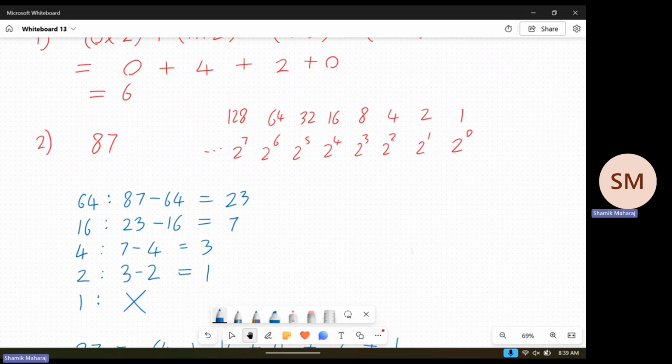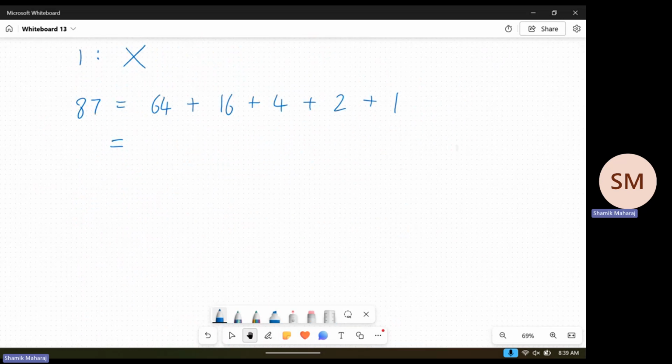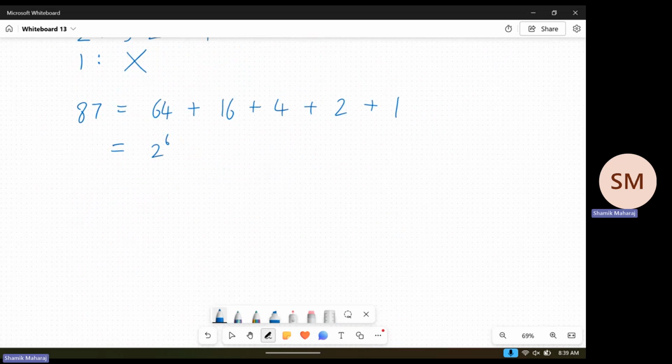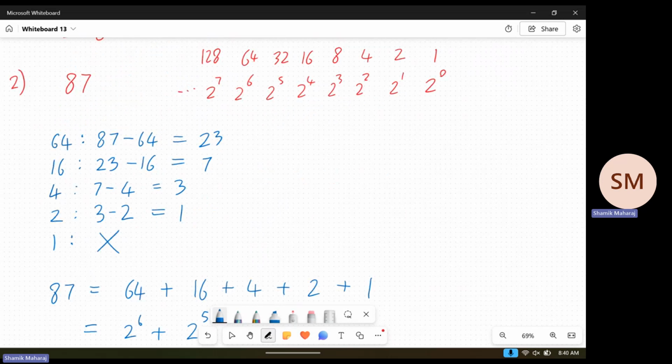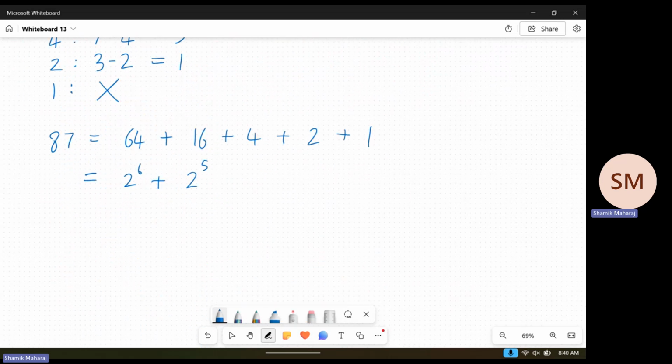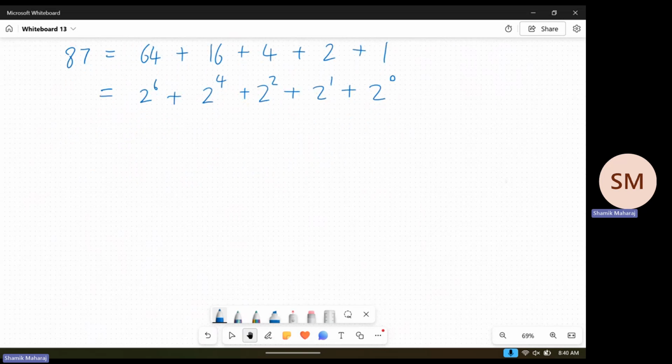So 64 we can write as 2 to the 6. 16 is 2 to the 5, I think. Let's double check. 2 to the 4, sorry. 4 is 2 squared, then 2 to the 1, 2 to the 0. Once you get to lower numbers, it starts becoming easier, but again, just check with the list.